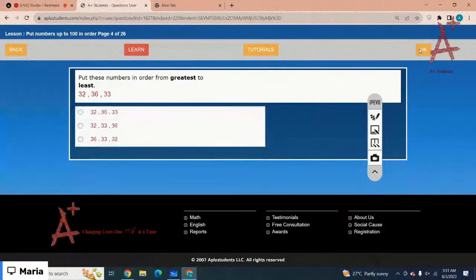Okay, put these numbers from greatest to least. So, which is the correct option? You have to arrange from greatest to least. So, the correct option is the last one, that is 36, 33, and 32.